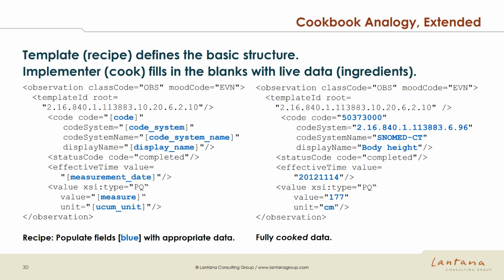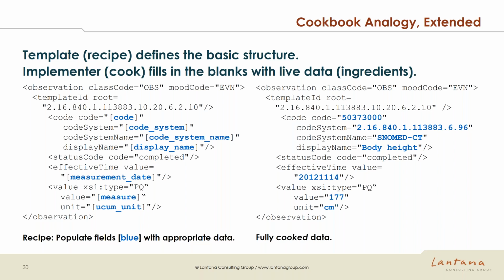Okay, so wrapping up that analogy, this is an example of a CDA observation. What I'm showing is how you can treat templates. Templates in CDA will say, for instance, you must have an observation element that contains a code. That code must contain a code from SNOMED describing a vital sign. It must have a date present, and it must have a measured value.